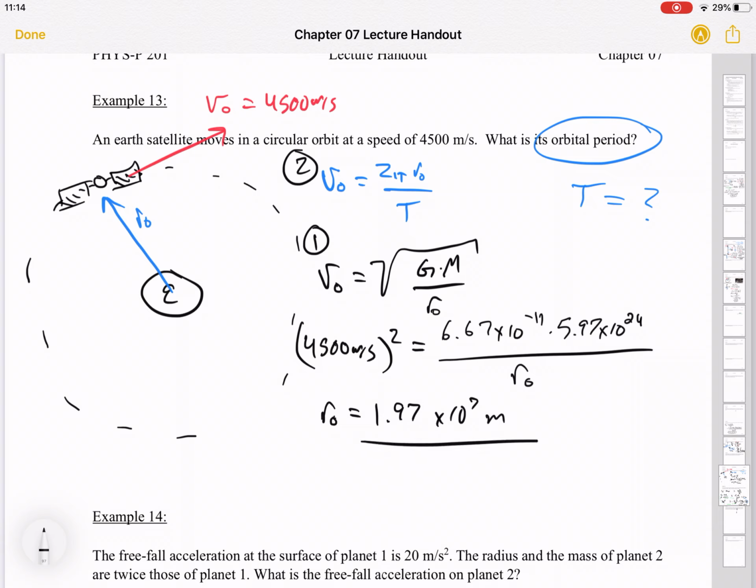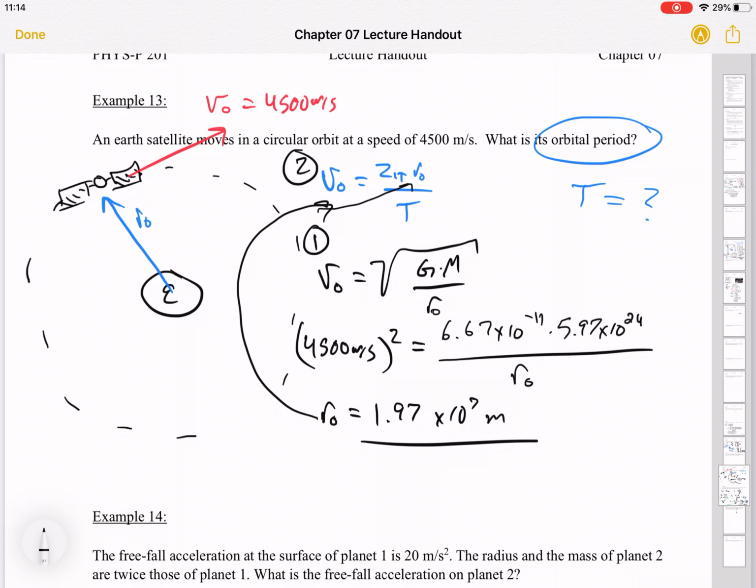Okay, so to put that in perspective, the radius of the Earth is 6 times 10 to the 6. So this is not an order of magnitude larger, but it's quite a bit larger. All right, so this is a very high orbit. I do believe this is higher than the moon, right? This is further out than the moon because the moon doesn't travel quite this fast. I think it's more like a kilometer per second. Okay, so now we can plug this guy in up here to solve for period.